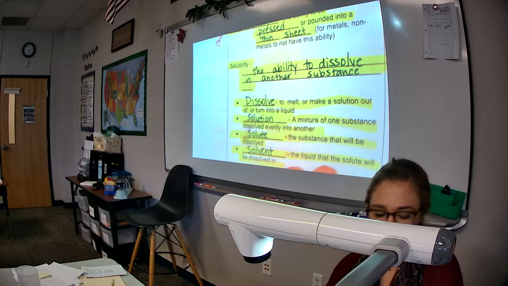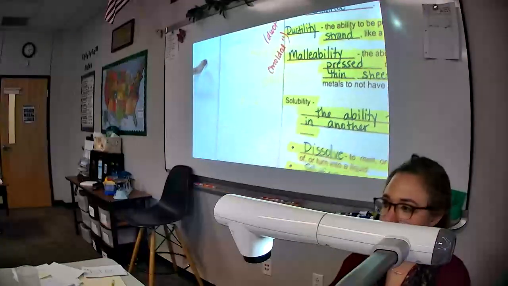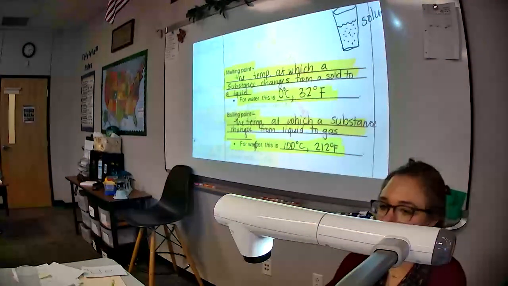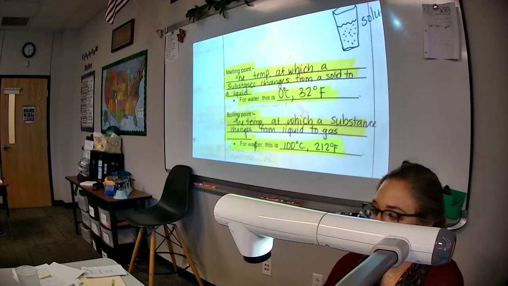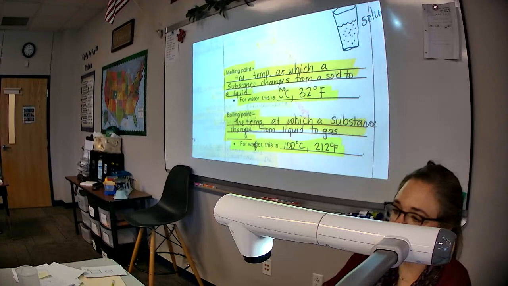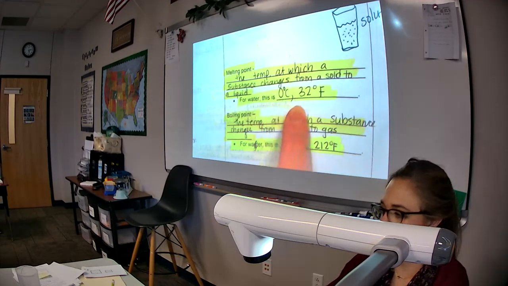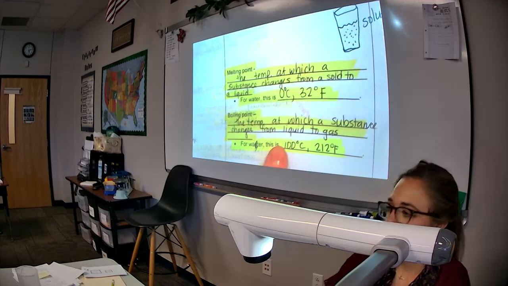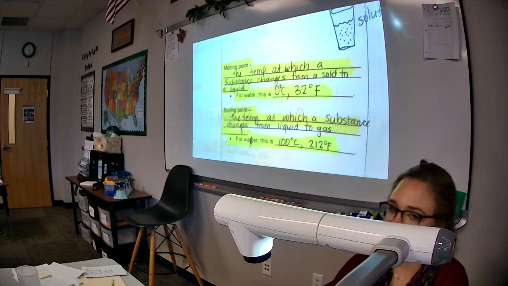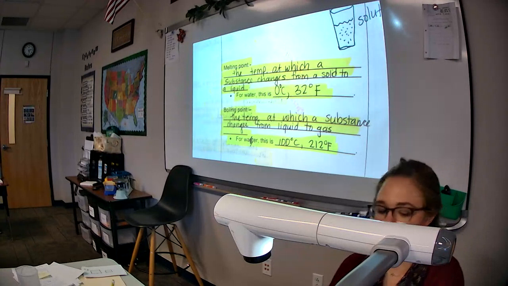Okay, turn to the back. You also highlight the definition for melting point. When something turns from a solid into a liquid, and you also need to know the temperatures of that for water. For water, it's 0 degrees Celsius and 32 degrees Fahrenheit. Then also the boiling point, temperature at which it changes from a liquid to a gas, and then those temperatures as well. 100 degrees Celsius, 212 degrees Fahrenheit.